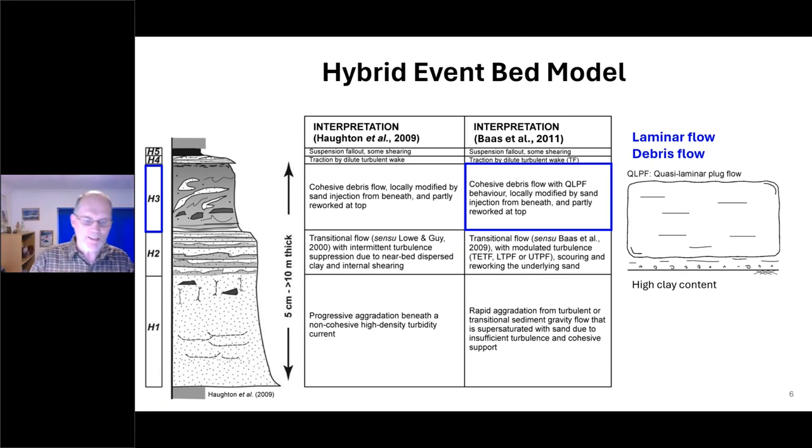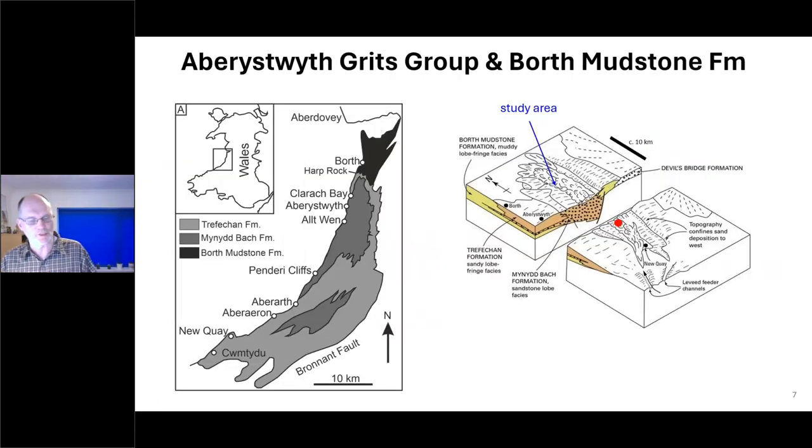However, all those reinterpretations were based only on laboratory data on the dynamics of transitional flows, and they were not validated in outcrop at that time. So therefore, Piotr and I decided to go to the Aberystwyth Grits Group and the Borth Mudstone Formation, exposed in coastal outcrops in West Wales, to find transitional flow signatures in hybrid event beds.